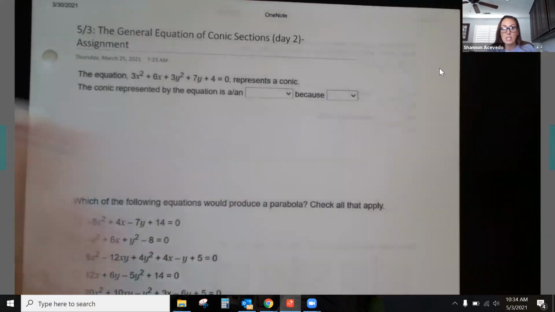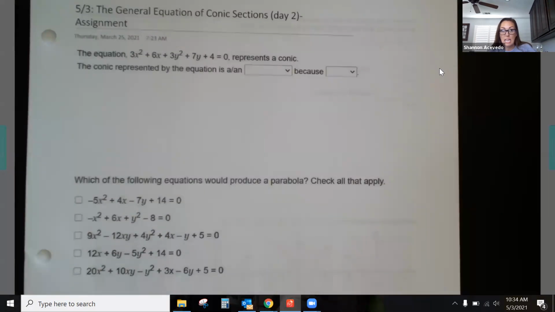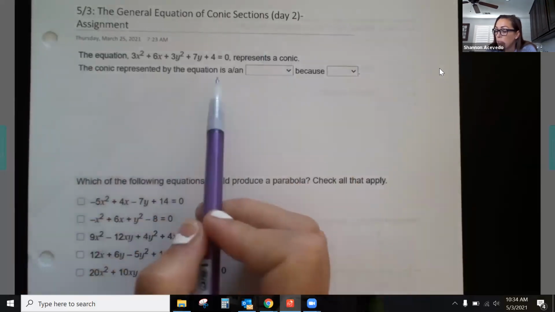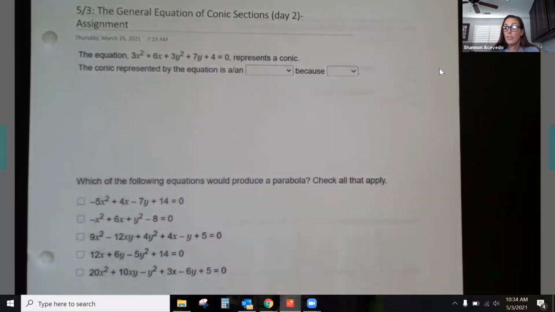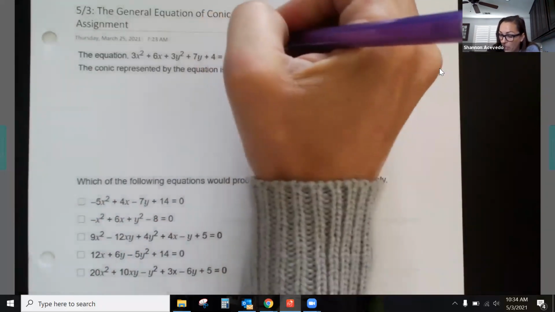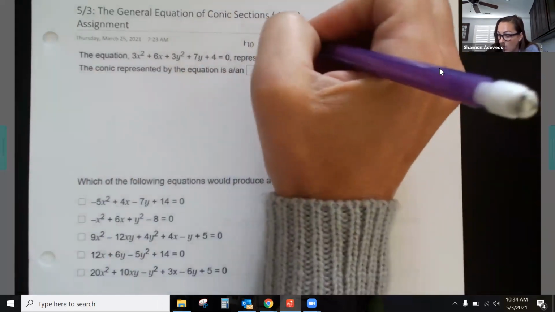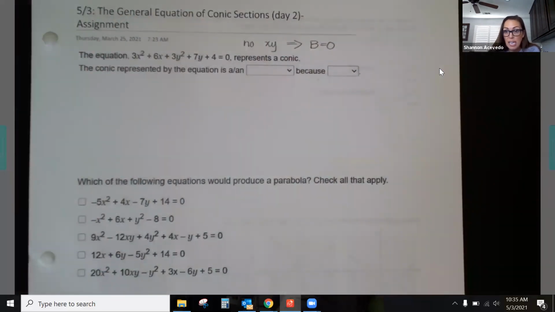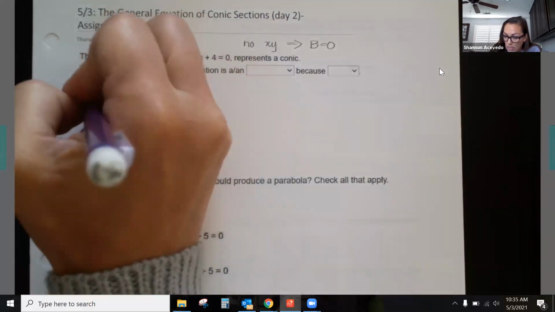All right, looking here at my first problem. These are all going to be from your assignment section. It says the equation here represents a conic. The conic represented by the equation is a what, because why? Okay, a lot going on. First of all, there is no XY term, which means that our B value was equal to 0. If that's the case, then all you need to do is look at your A and your C value.